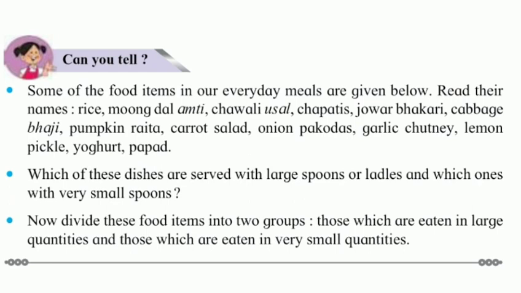Now see students, you divide these food items into two groups: those which are eaten in large quantities and those which are eaten in very small quantities. The food items which are in large quantities are rice, moong dal, amti, chawli usal, chapatis, jowar bhakri and cabbage bhaji. And the food items which are eaten in small quantities are pumpkin raita, carrot salad, onion pakodas, garlic chutney, lemon pickle, yogurt and papad.